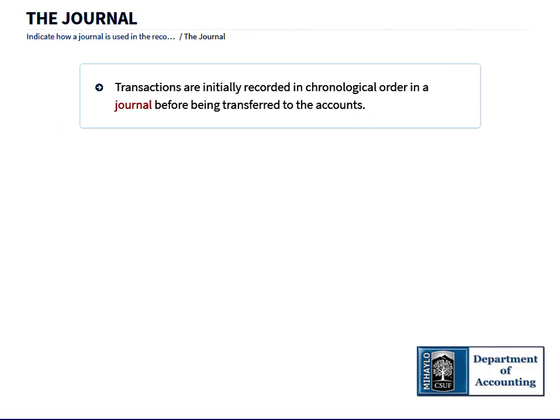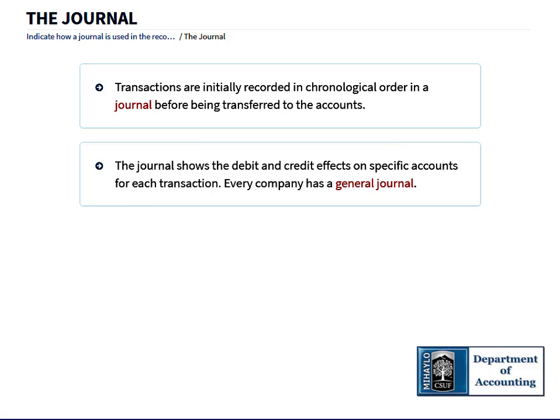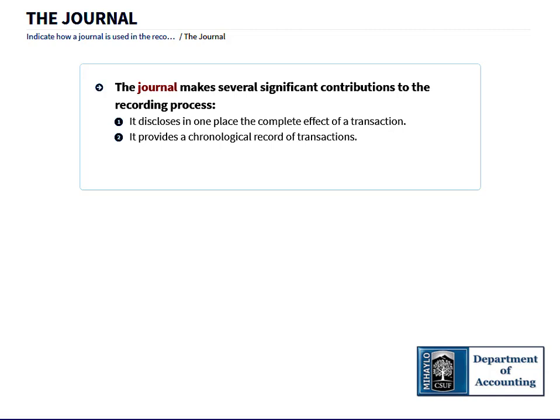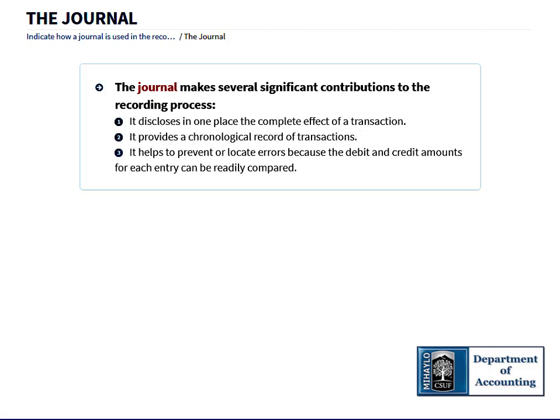Transactions are initially recorded in chronological order in a journal before being transferred to the accounts. Every company has a general journal. The journal makes several significant contributions to the recording process. It discloses in one place the complete effect of a transaction. It provides a chronological record of transactions. It helps to prevent or locate errors because the debit and credit amounts for each entry can be readily compared.